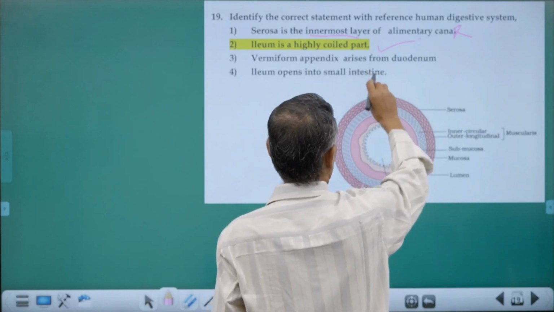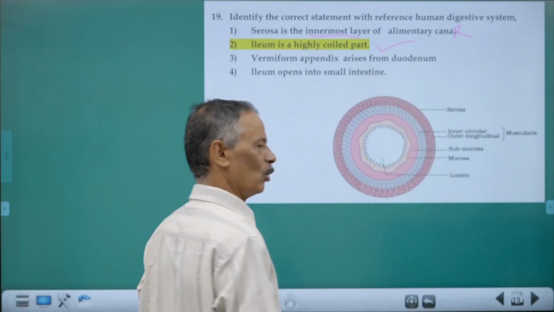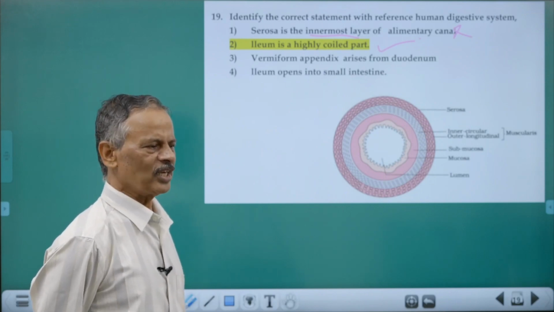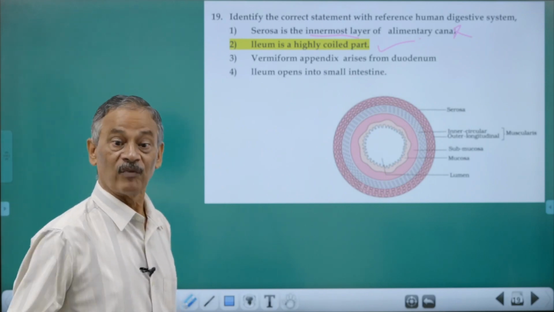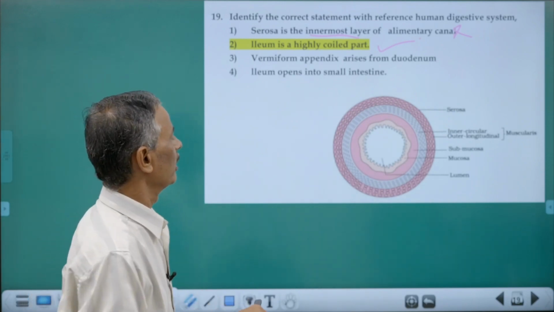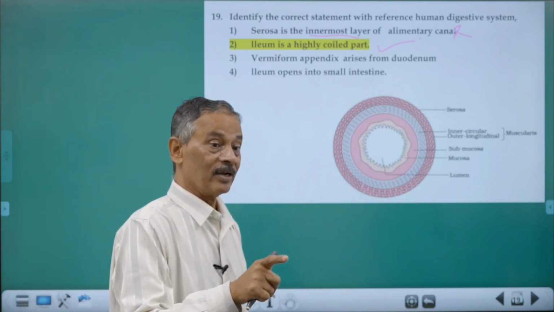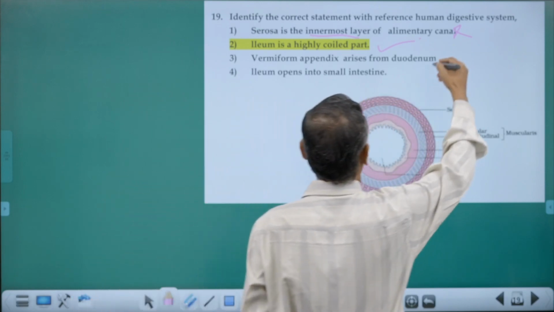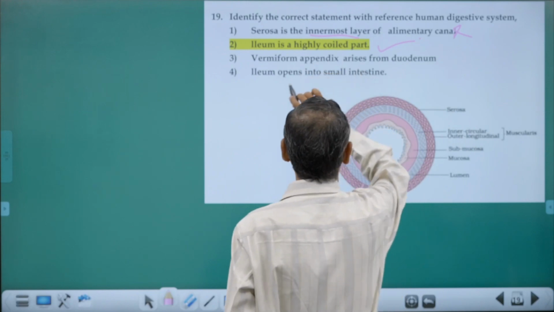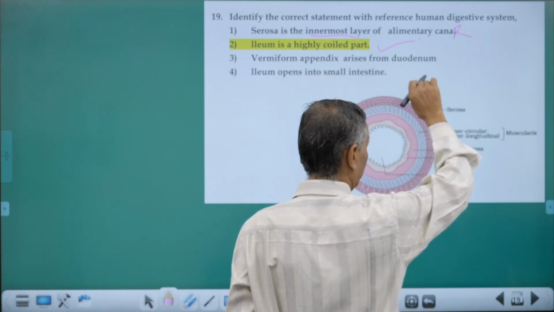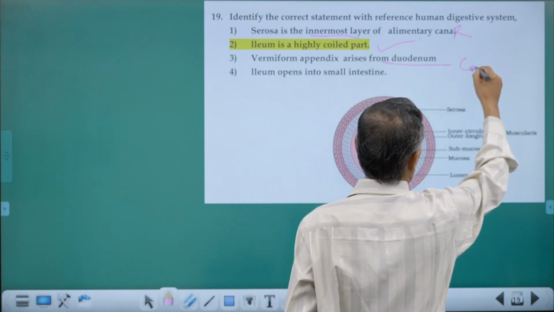Vermiform appendix arises from the duodenum. No. Vermiform appendix arises from the cecum. Cecum is very small in our case, whereas it is very large in herbivores. It harbors symbiotic bacteria, which are all very, very helpful for us. So here, vermiform appendix is not arising from the duodenum. It is arising from cecum.